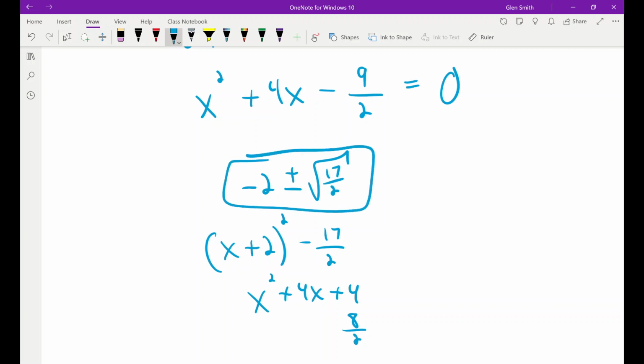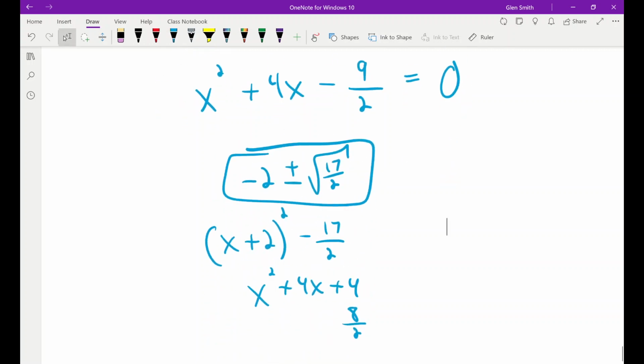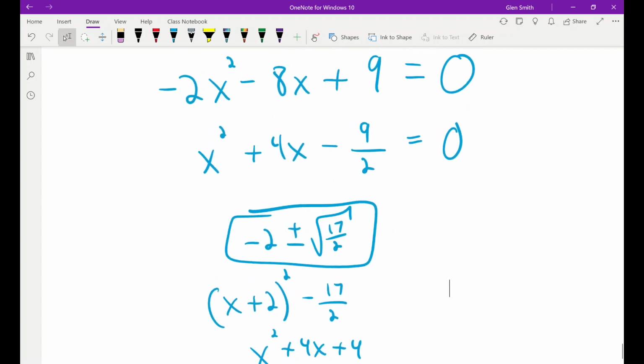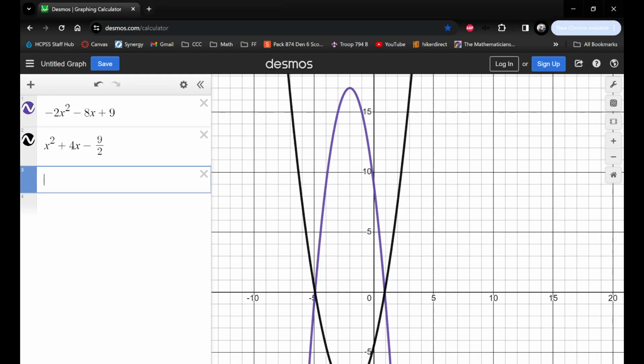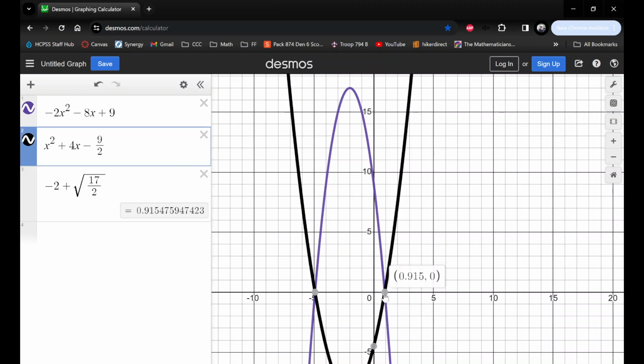And that's how you can handle it if the leading coefficient is not 1. Again, it changes the vertex, so you can't find the vertex that way. You can do some other stuff to find the vertex. That's not my concern right now. But you can still find the zeros like this. And just to show you, negative 2 plus root 17 halves. If you type that in, negative 2 plus the square root of 17 over 2, look what you get, 0.9154, and look what you get right here, 0.915. It's really 0.9154759474423 for both of these.